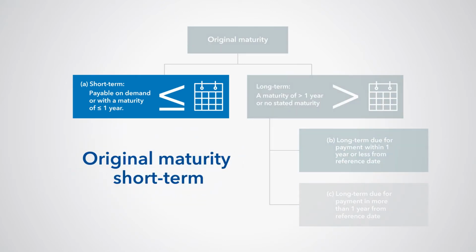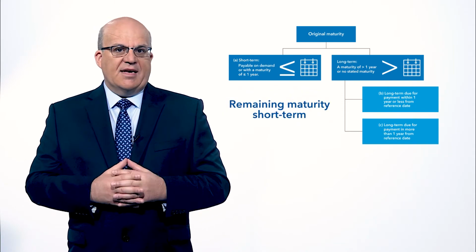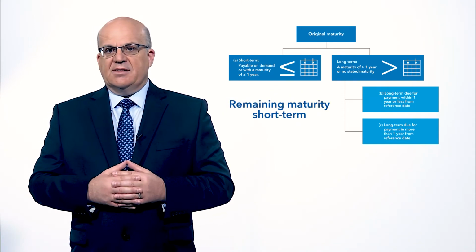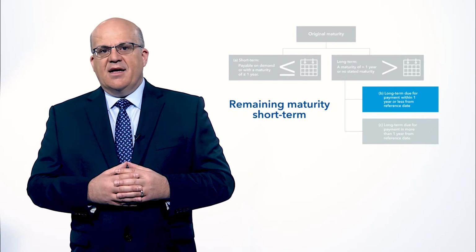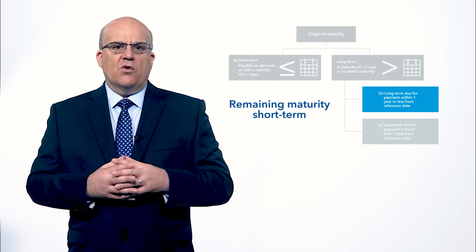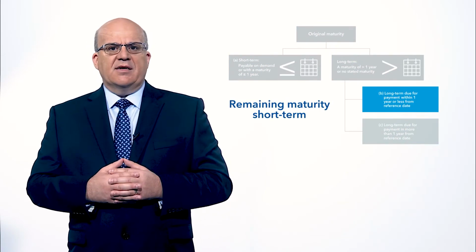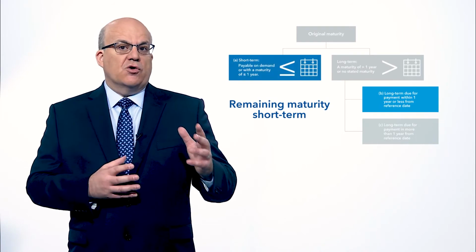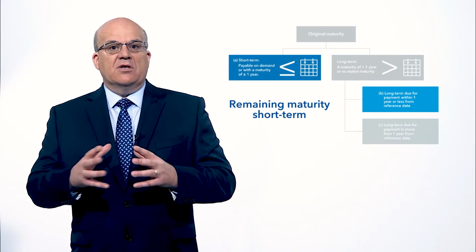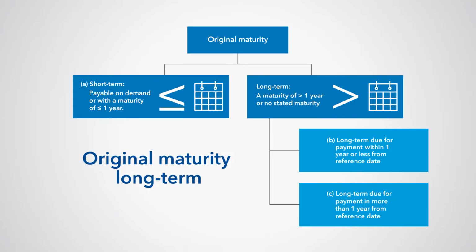Short-term debt on an original maturity basis is debt payable on demand or with a maturity of 1 year or less. To derive short-term debt on a remaining maturity basis, the long-term debt that is due for payment within 1 year or less from the reference period is combined with short-term debt on an original maturity basis.